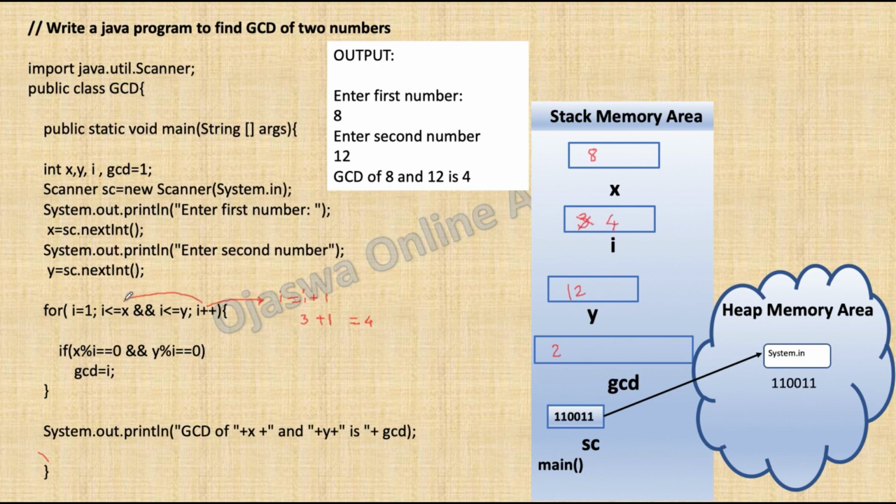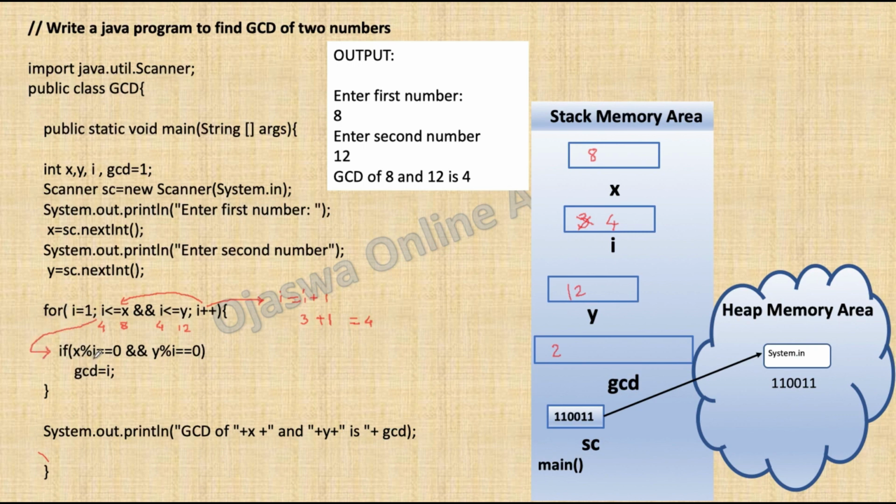And from here, control will go to the condition. Value of i is 4. 4 less than or equal to x, that is 8. Condition is true. Hence the next condition is evaluated. Value of i is 4. 4 less than or equal to y, that is 12. Condition is true. Both the conditions are true. Hence control of the program will come inside the for loop.